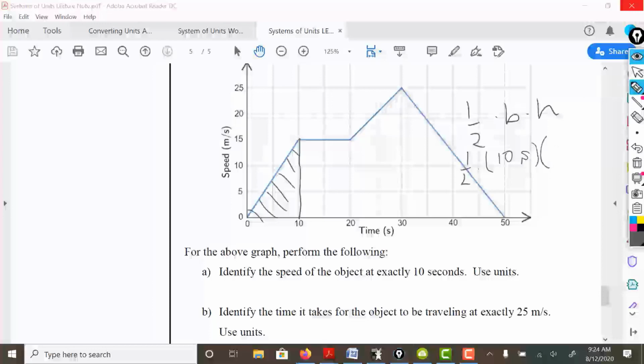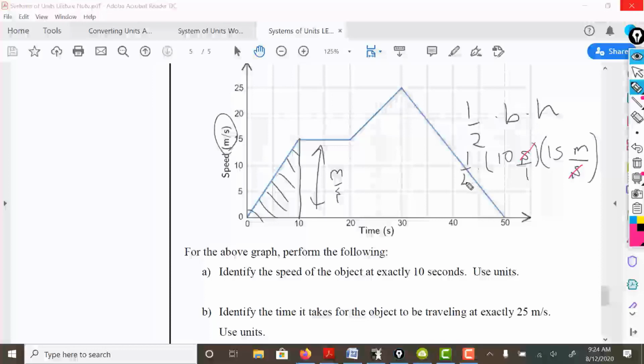And then the height's going to be from 0 to 15, but use the units. It's meters per second, right? The y-axis is going to be meters per second. Meters over seconds. I'm going to put this over 1. Look what happens to our units. The seconds cancel out because they're diagonal. We don't keep-flip-change because we're not dividing. These are all multiplications.